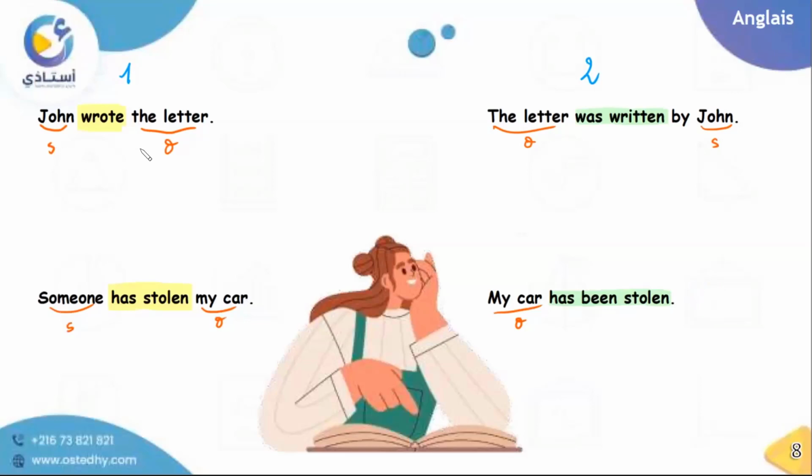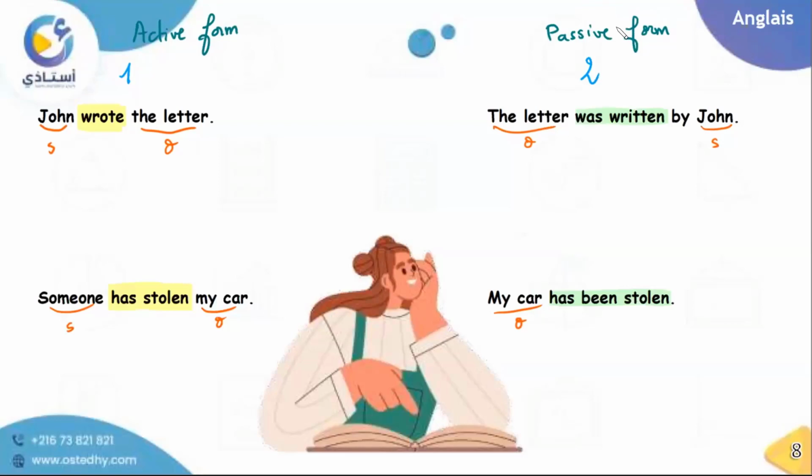What's this? John wrote the letter and the letter was written by John. This is, let me write it in another color. This is the active form. And this is the passive form. Let me rewrite that. Passive and active, what's that?